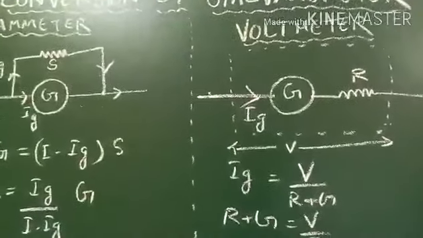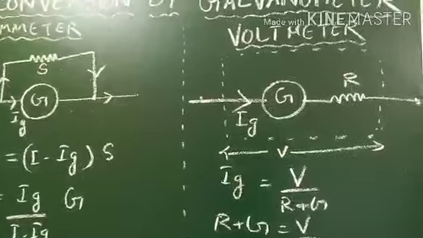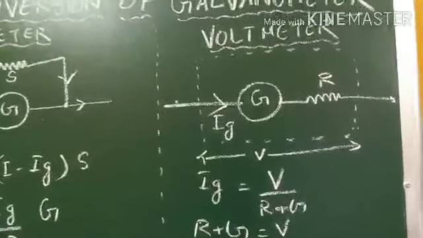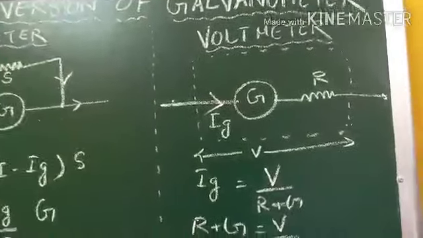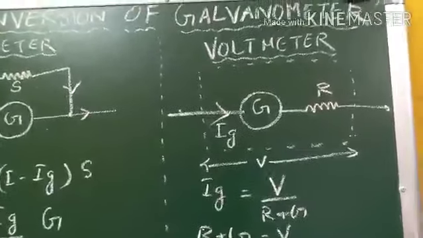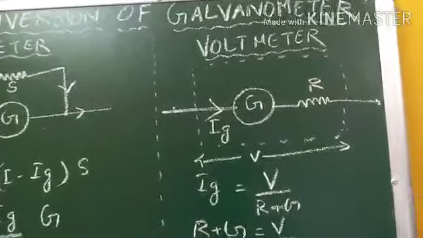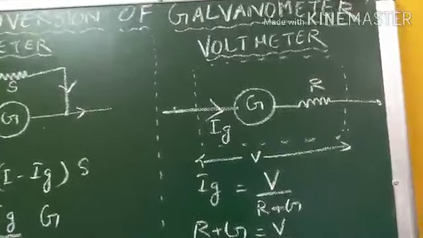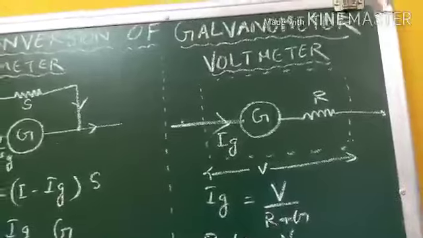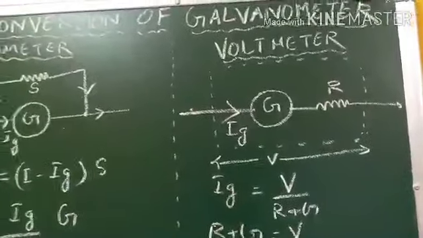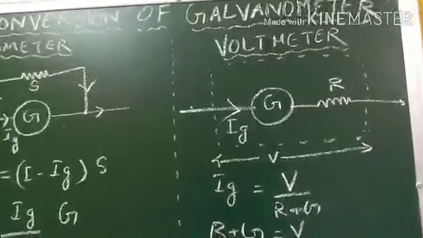Why, children? Because if the voltmeter has low resistance, when you connect it in parallel, a major part of the current will flow through the instrument. So the current in the main circuit will vary, and once the current in the main circuit varies, you will not get the actual value of the potential difference. So an ideal voltmeter should have infinite resistance.